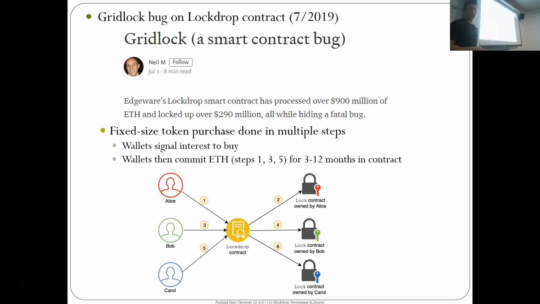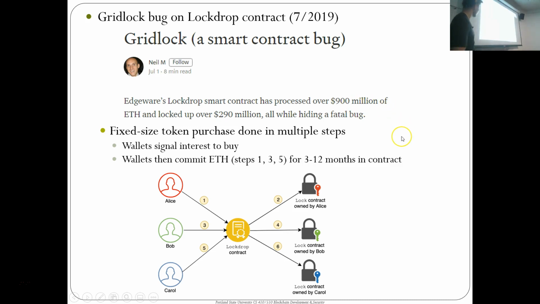This is a smart contract that had basically $900 million worth of ETH locked up. And it had this bug where it had assumed that a contract address would not have any balance associated with it before creation. And we'll look at the code right after this.